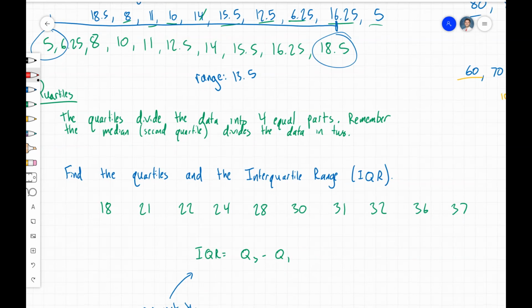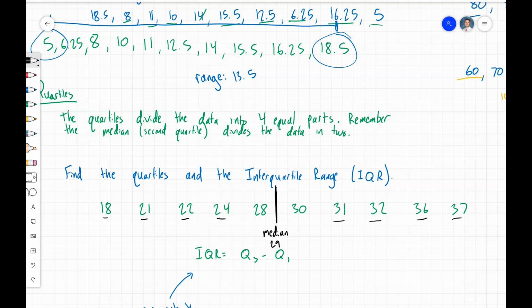Here's a bunch of data already written from least to greatest: 18, 21, 22, 24, 28, 30, 31, 32, 36, and 37. So we can find our median. We'll work our way from the outside to the inside. We have 2 numbers in the middle here, so that would give us a median halfway between 28 and 30, which would be 29. So our median would be here at 29.